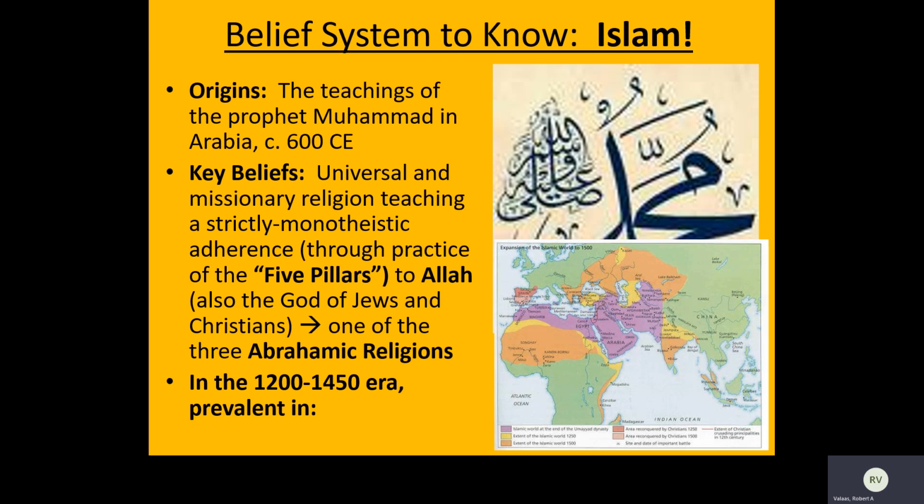So let's start with Islam there and remind ourselves that the origins of Islam lie about 600 years before the beginning of our era with the teachings of the Prophet Muhammad in and around the city of Mecca in Arabia, around the year 600 CE. Of course, according to Islamic traditions, Muhammad was the last in a long line of prophets of God, stretching all the way back to Moses and before.